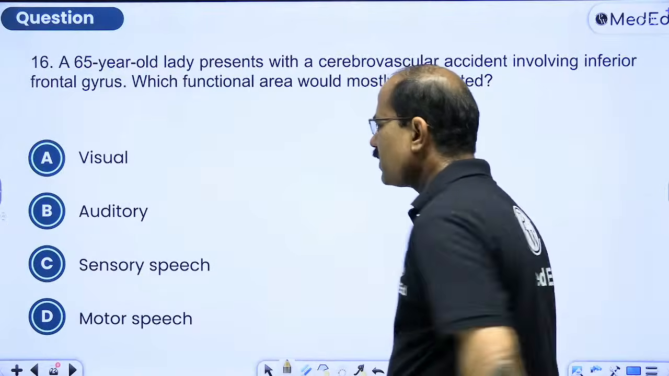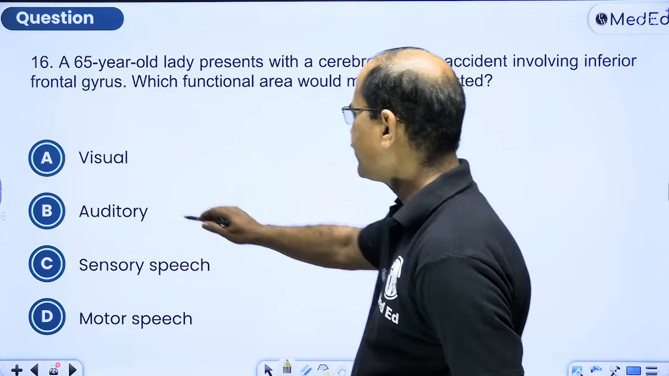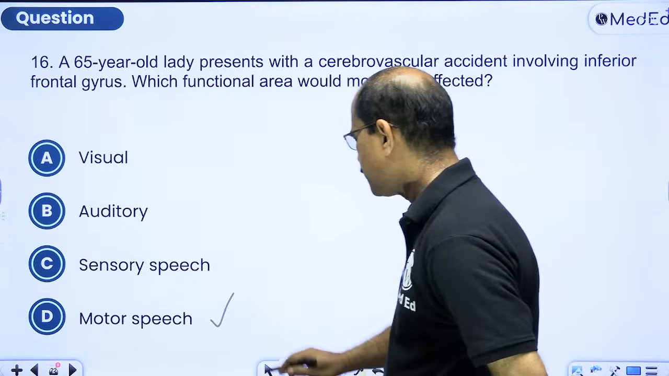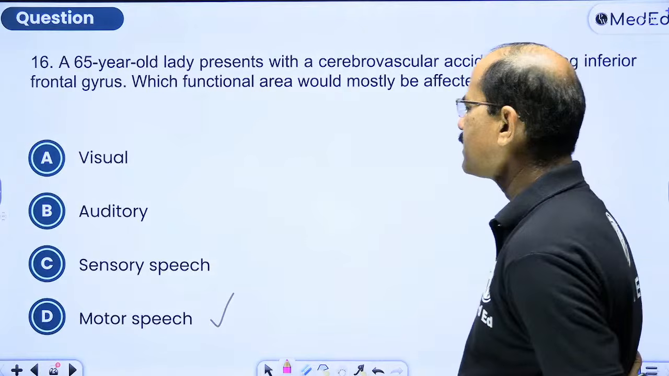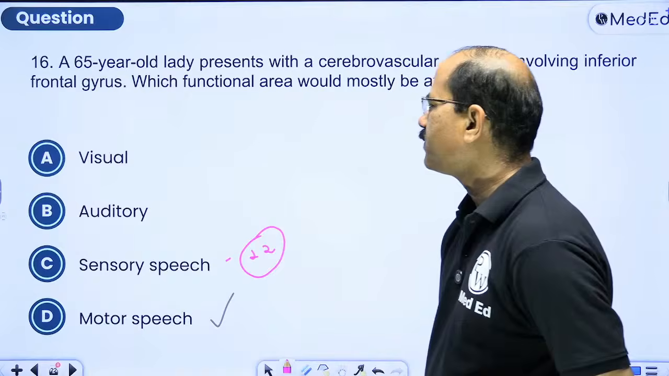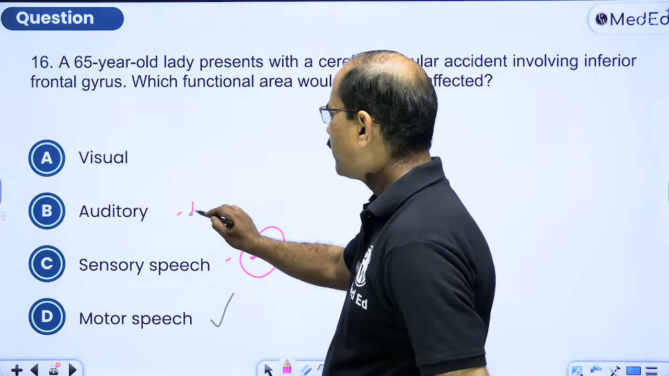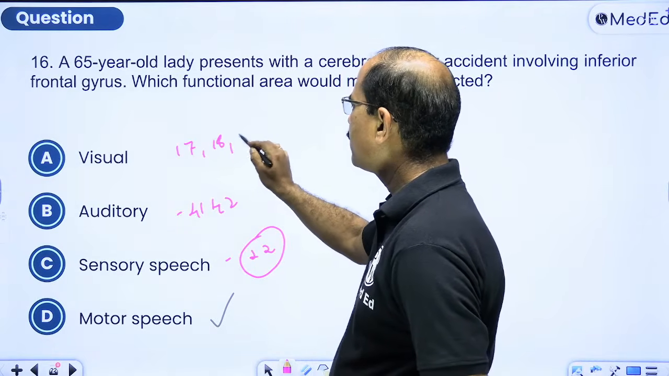So what is the answer? Sorry, the answer is motor speech area. Sensory speech area is Wernicke's area, that's number 22. Auditory areas are 41, 42. And visual areas are 17, 18, 19.